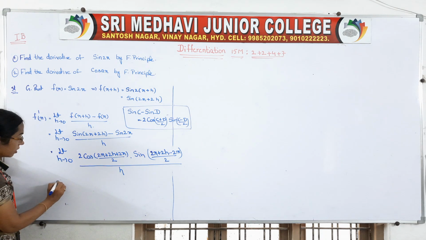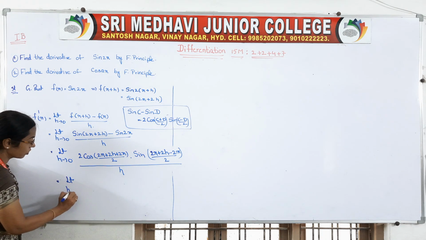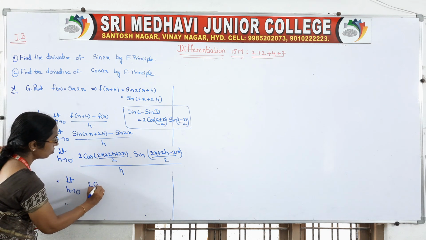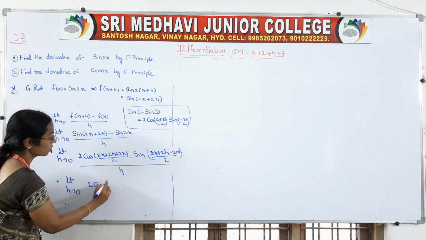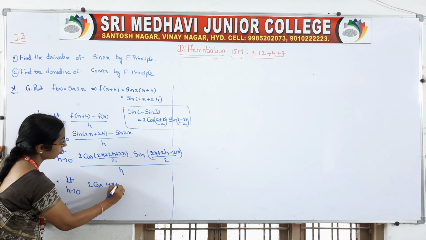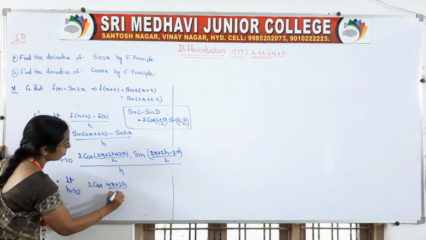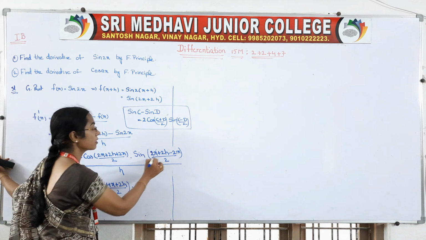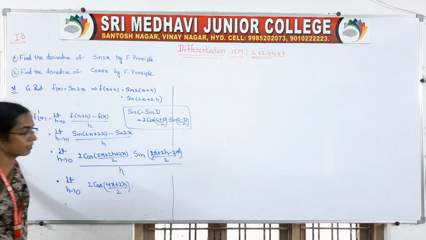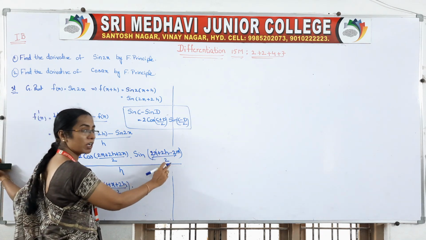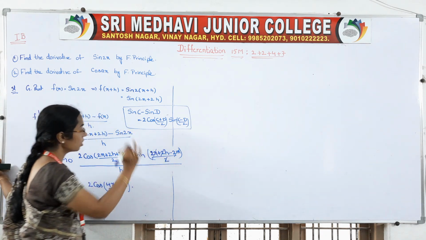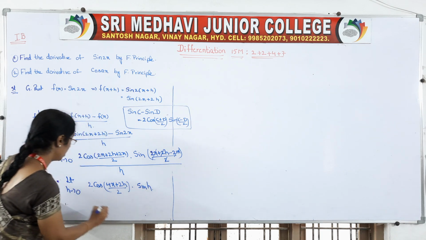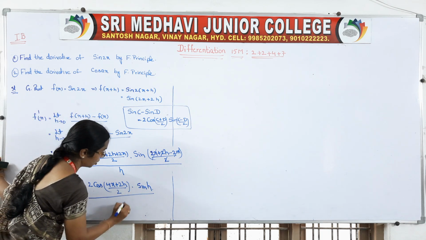So it is equal to limit h tends to 0. Come on, what happens? 2 cos of 2x plus 2x, it is 4x plus 2h by 2, into sin, where 2x minus 2x cancels. Afterwards 2h by 2 will be there, 2 also cancels. So it is sin h by h.